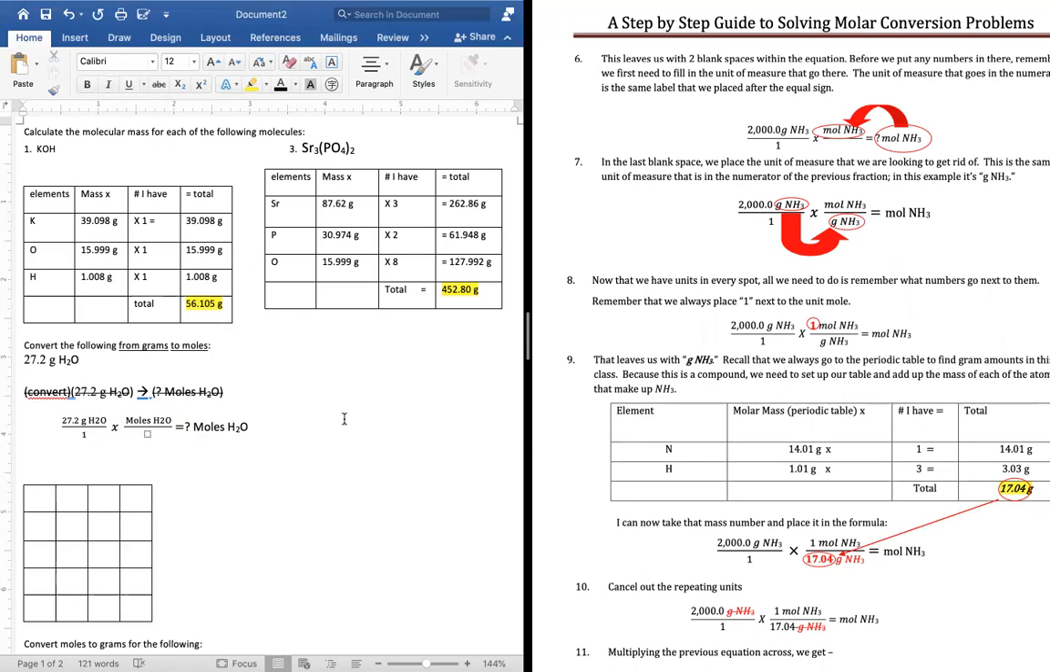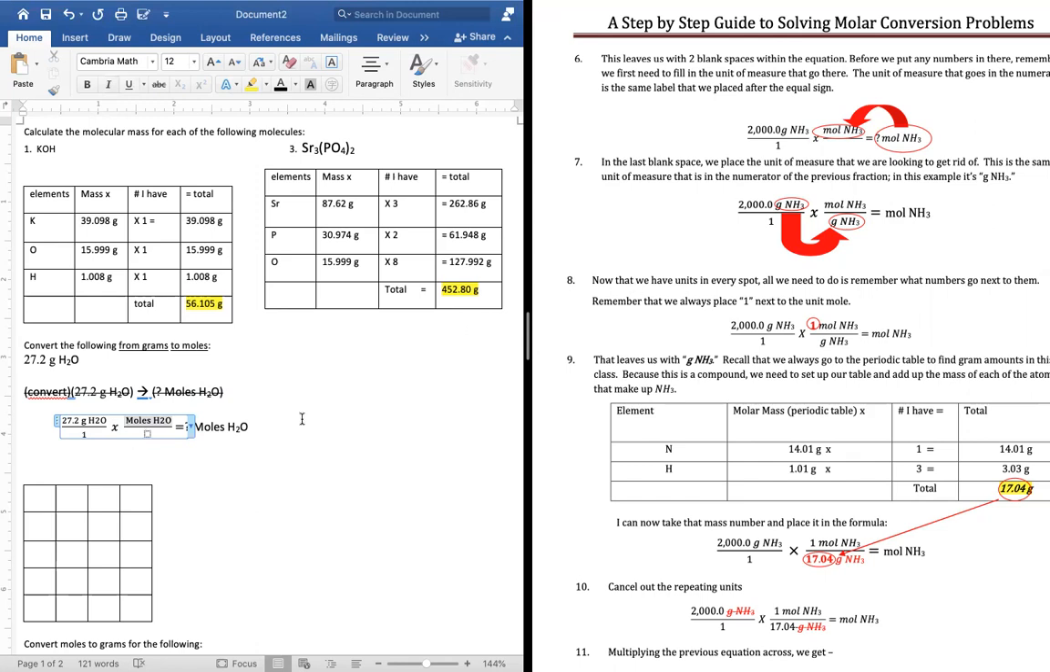So step 7, I need to fill this spot in. I need to know some unit of measurement here. So notice I didn't put any number here yet. We never put numbers into this until we have units of measurement in both the top and the bottom. So we're never going to put any number in here because I don't know what I'm comparing it to.